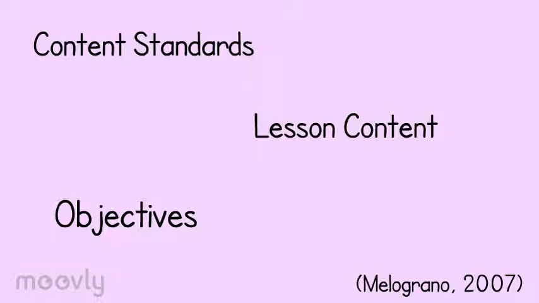Content standards are the overall goals for every PE program to meet. The objectives are the individual goals set by individual programs to meet the content standards. Lesson content is then developed to meet the objectives that will then meet the content standards.